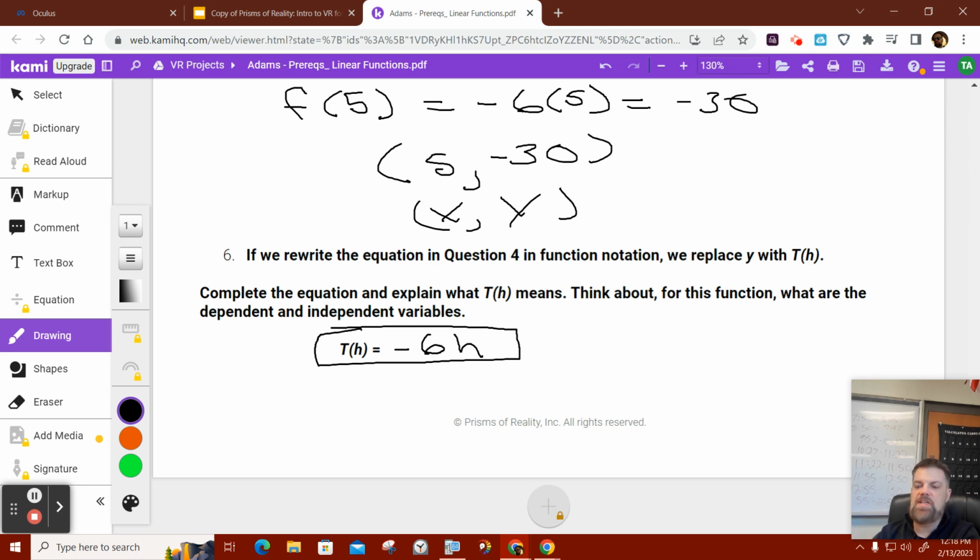So I've got a question for you guys though. If I wanted to know the temperature after 8 hours, what would I do? Minus 6, minus 6. No. Plug it in. Plug what in? 8. 8 for what? The X, the H. H. Very good. You guys get that? Yeah.